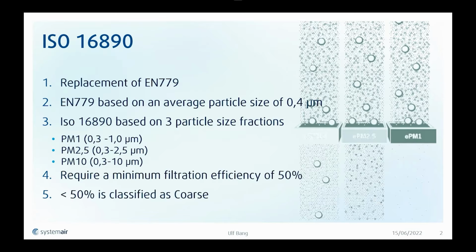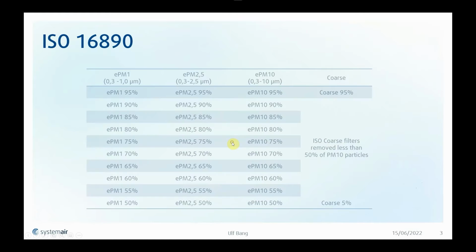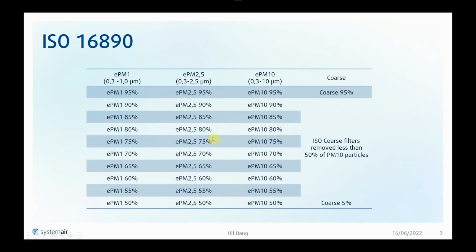And there is actually also a 4th category. If the filter is less than 50% efficient for PM10 particles, then it will be classified as a coarse filter. So we end up with 30 filter classes divided over the 3 particle sizes, ePM1, ePM2.5 and ePM10, in steps of 5% in efficiency. And then we of course have coarse filters.